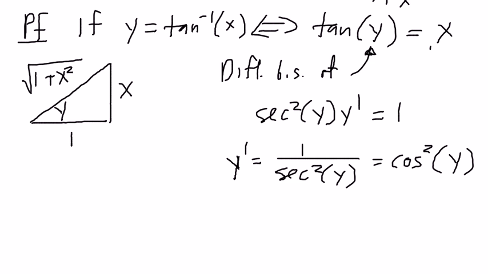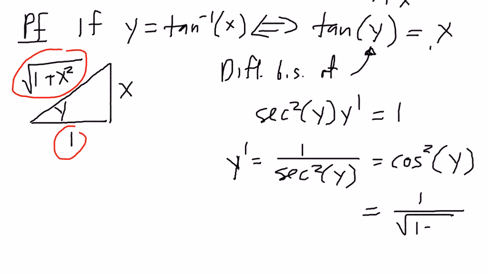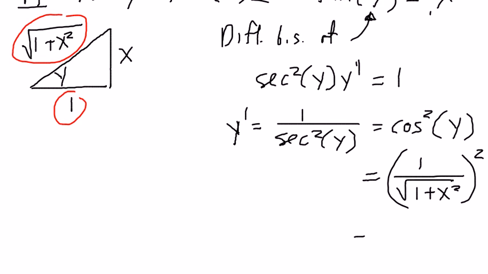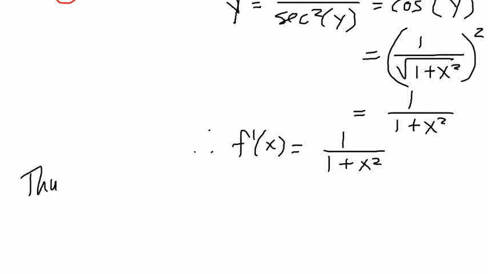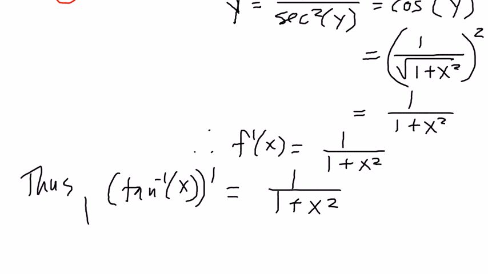Cosine is adjacent over hypotenuse, and so that's going to be 1 over the square root of 1 plus x squared, quantity squared, which is 1 over 1 plus x squared as hypothesized. So therefore f prime of x is 1 over 1 plus x squared, and thus the derivative of tangent inverse of x is 1 over 1 plus x squared.